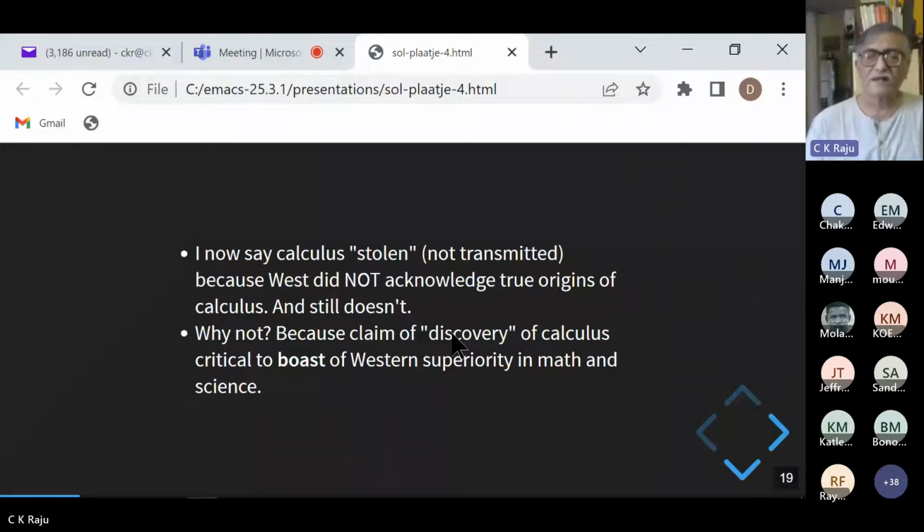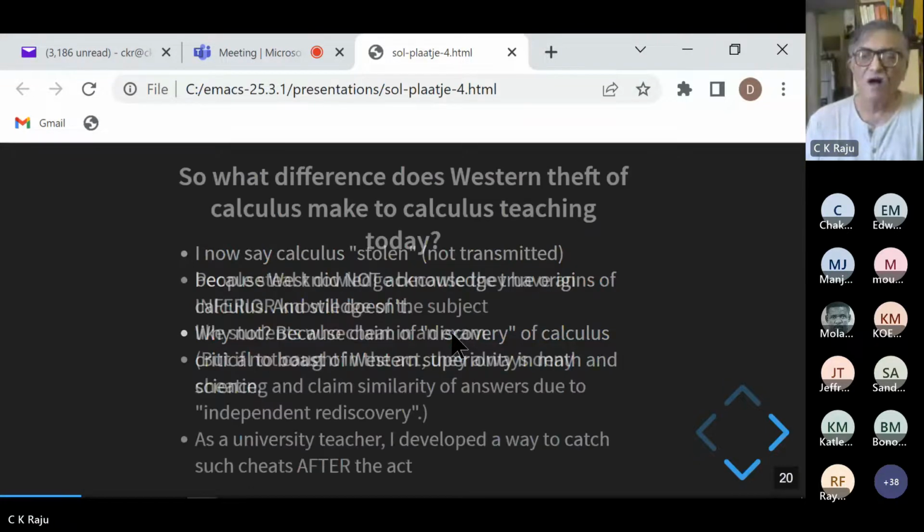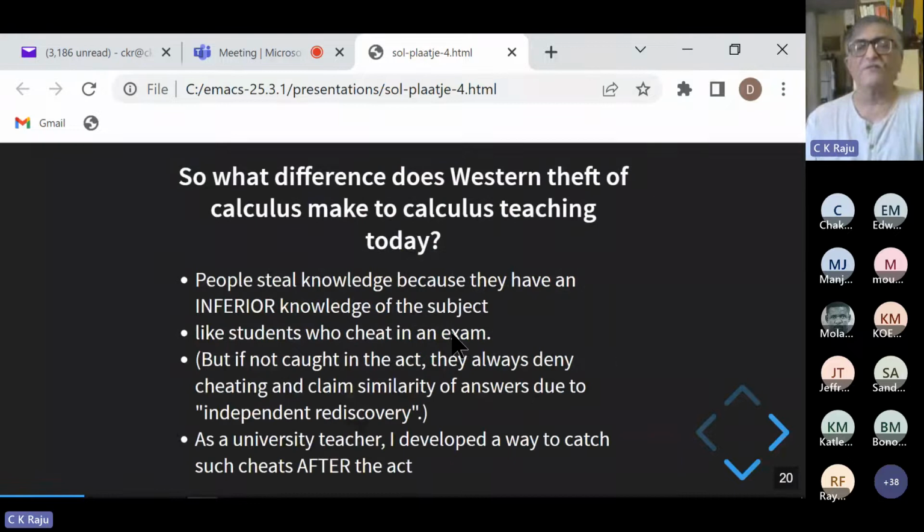Why not? Because the claim of discovery of calculus is critical to boast of Western superiority in math and science. All right, so we are about education. What difference does it make if the West stole it? What difference does it make to calculus teaching? First thing you have to understand is that people steal knowledge because they have inferior knowledge. Students who cheat in an exam do so because they have inferior knowledge and they always deny. They claim we did it on our own.